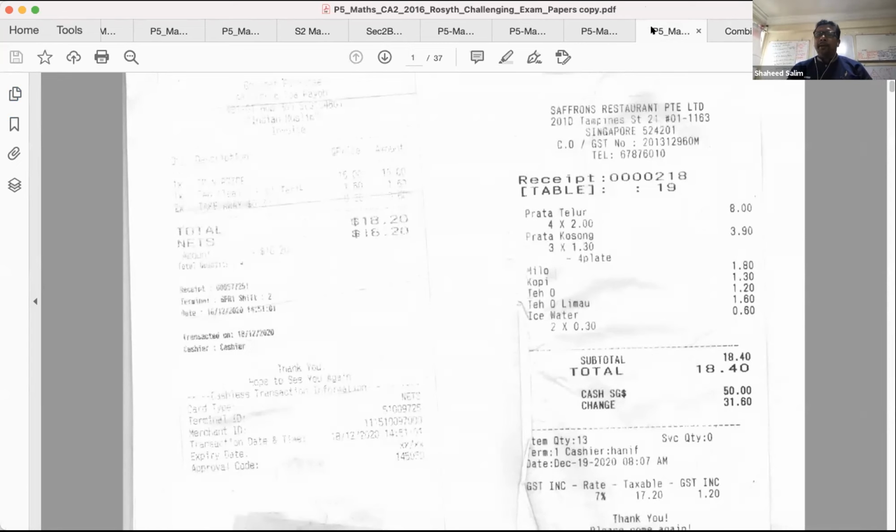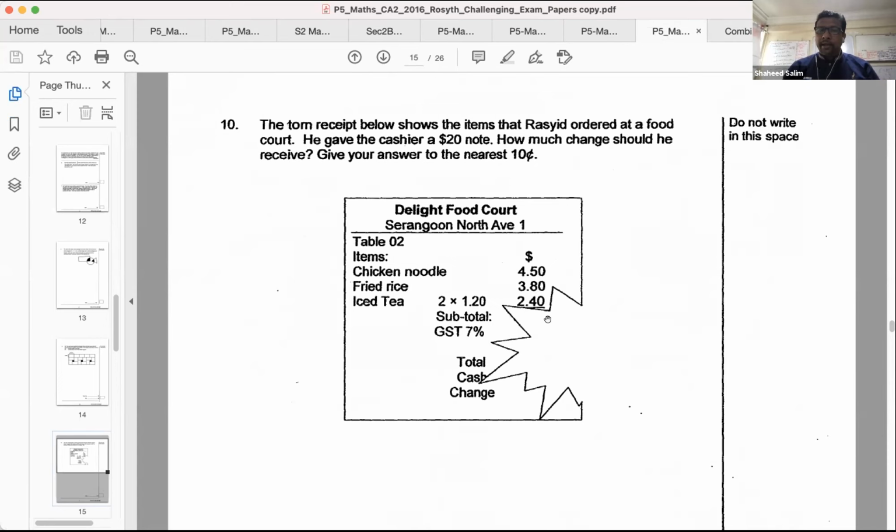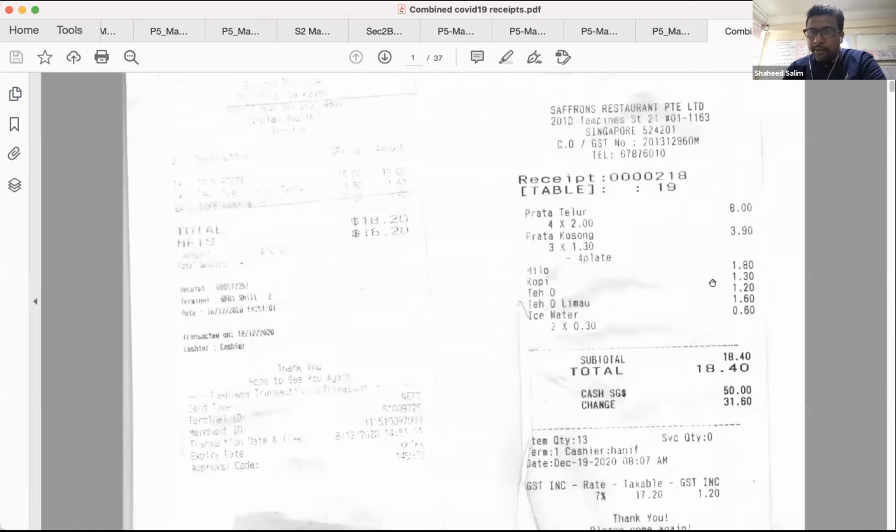So first step, can you add up all this first? Get the subtotal. You must know how to look at this. This is like the real receipt, you know. You must know all this.